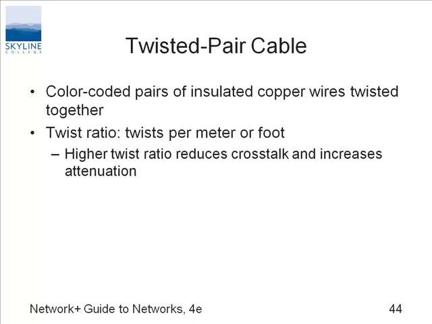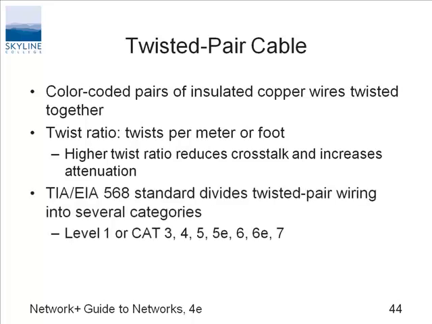The twist ratios, the twist per meter, twist per foot. The more twists, the more expensive, the better the noise rejection, and the higher the category number. So the twists per foot, Cat 3 is going to be fairly loose, and I don't think we have any of that in this stuff. Cat 5, Cat 5e gets more, Cat 6 even more twist per foot.